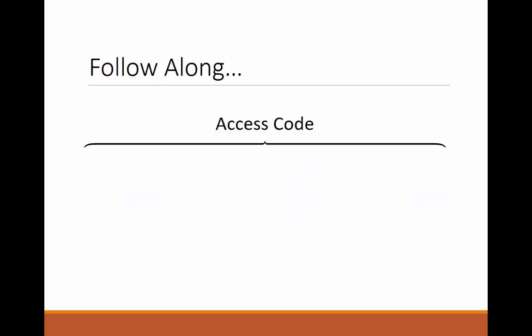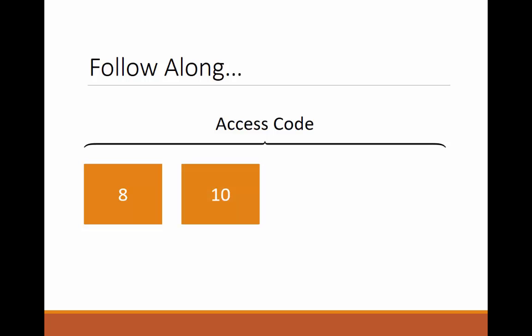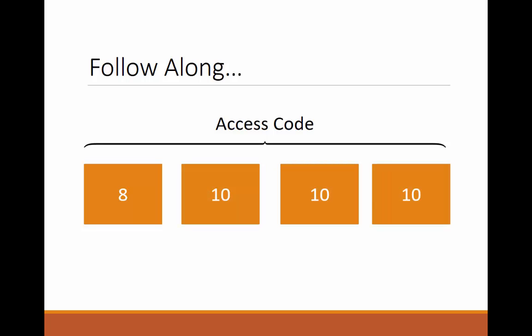Because the first digit cannot be a 0 or a 1, that leaves 8 choices for the first digit. Since each digit can be repeated afterwards, that leaves 10 choices for each of the second, third, and fourth options. Using the fundamental principle of counting, we see that there are 8,000 different access codes.